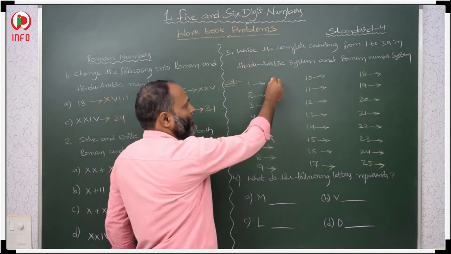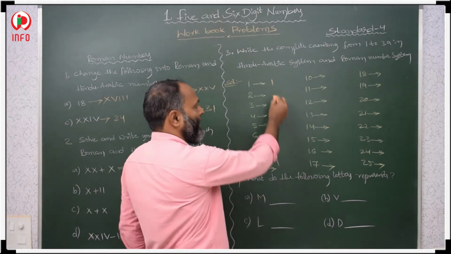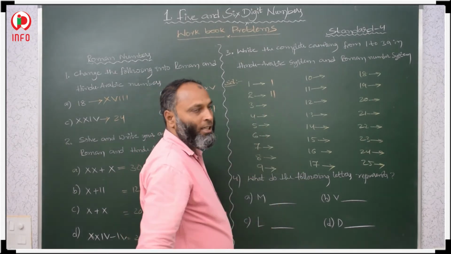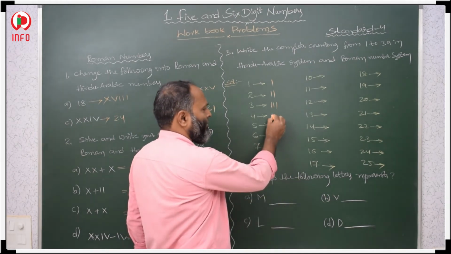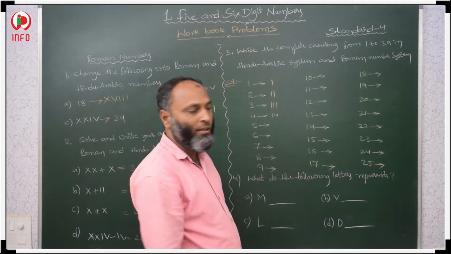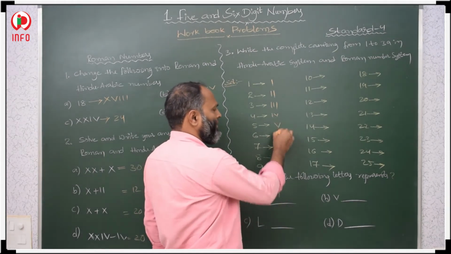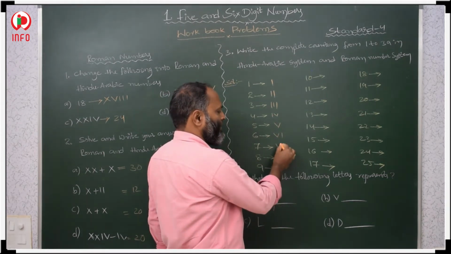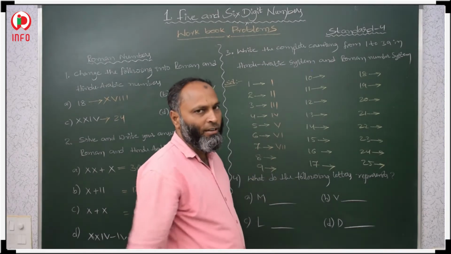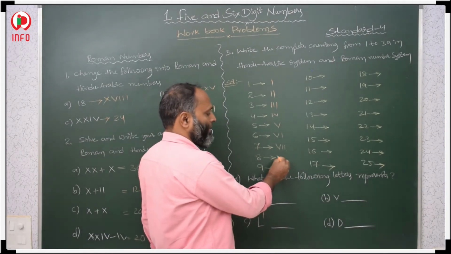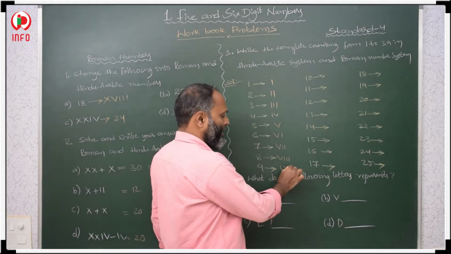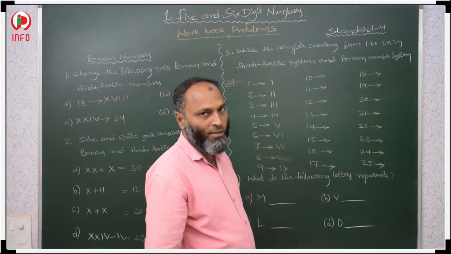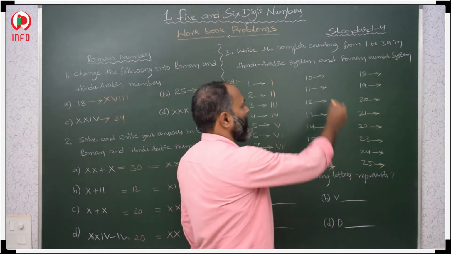1 is I. 2 means I and I. 3 means III. 4 means 5 minus 1, that is IV. 5 means V. 6 means VI. 7 means VII. This we did in the textbook also. 8 is VIII. 9 means IX, 10 minus 1, 9. Then 10 is X.